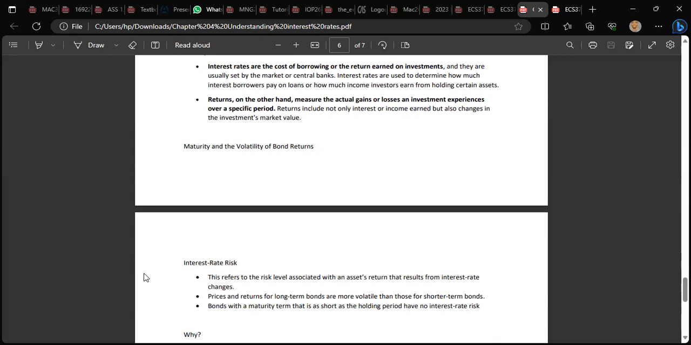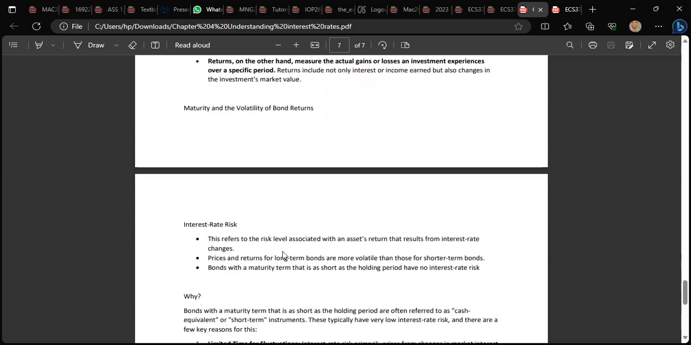And then the maturity and volatility of bond returns. When you talk of volatility, think of risk, right? Which is why here we talk of interest rate risk. This refers to the risk level associated with an asset's return that results from interest rate changes. So how is your return affected after the interest rates have changed? You see, that's interest rate risk. So if the central bank decides that the interest rate is going up or going down, how are your returns affected? That's the volatility there, and that's interest rate risk.